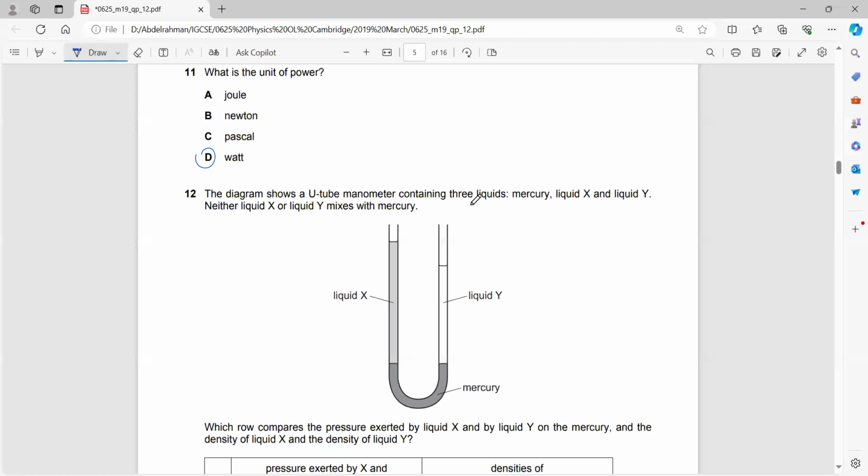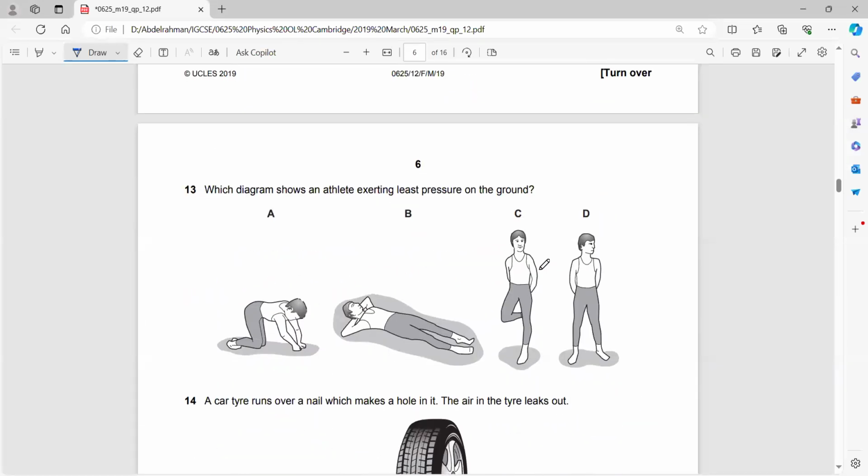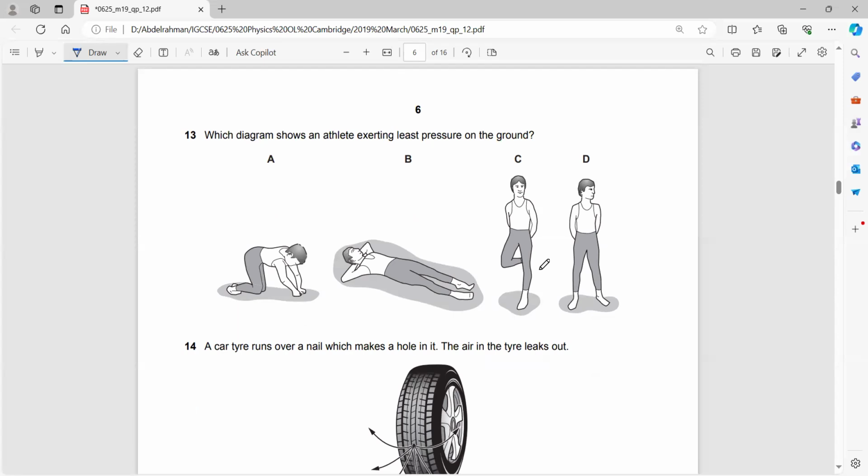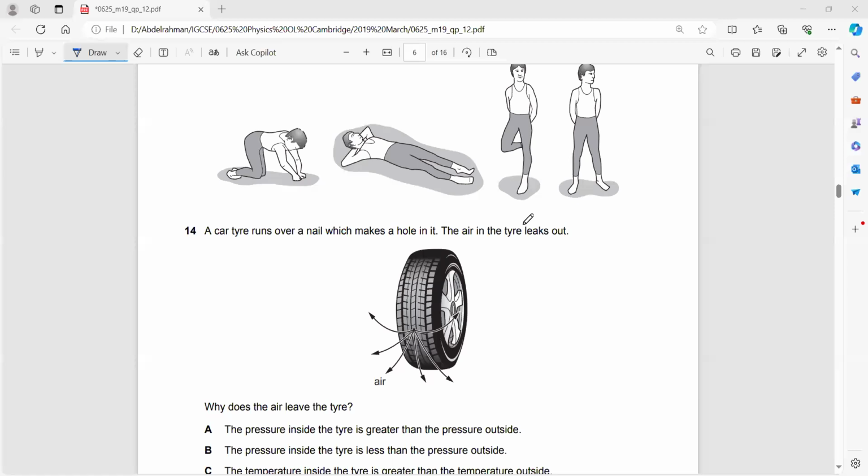Question 12 is cancelled. Question 13, this is really easy. Exerting the least pressure: how can I decrease the pressure? How can you decrease the pressure, guys? By increasing the surface area, the area in contact with the ground. It would be B. C would have the greatest pressure exerted, but B would have the least. Yes, bravo. Thank you.